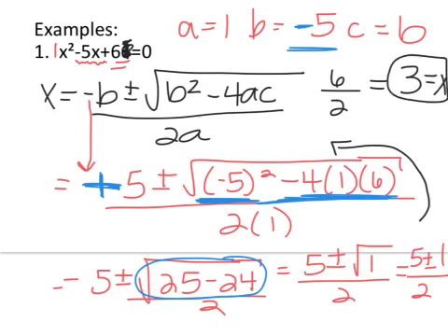Then you would take 5 minus 1. 5 minus 1 is 4. 4 over 2 would give you 2. So x could also equal 2.